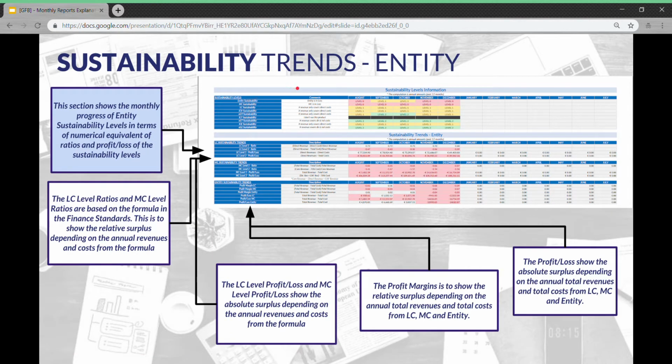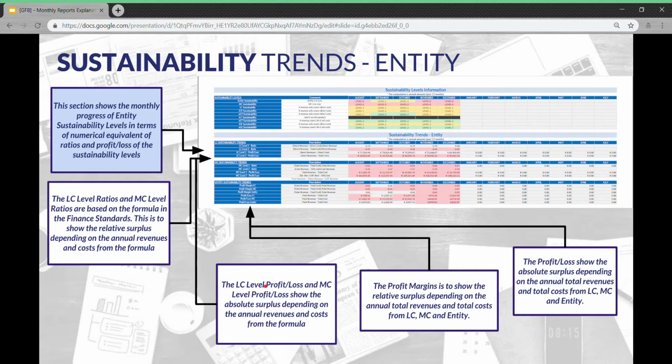Now, sustainability trends in terms of entity. This section shows the monthly progress of entity sustainability levels in terms of the numerical equivalent of ratios and profit loss. As you know, entity sustainability is actually composed of three main parts: LC, MC, and entity. LC level ratios and MC level ratios are based on the formula of the finance standards. This is to show the relative surplus depending on the formula.